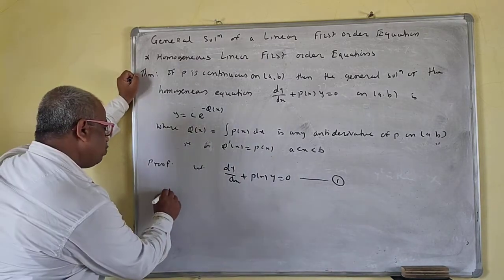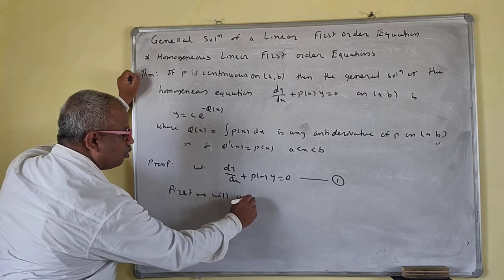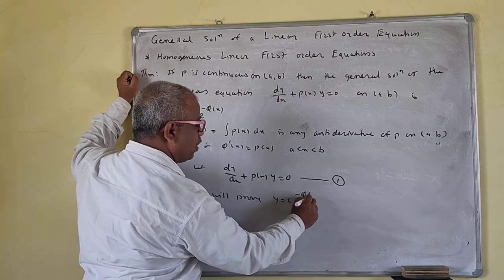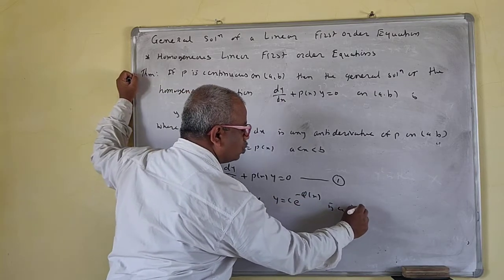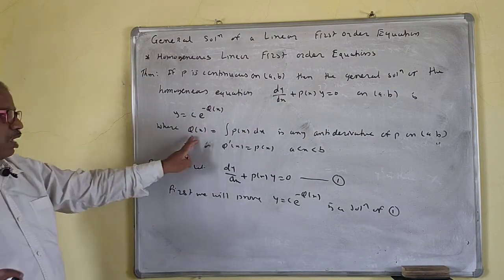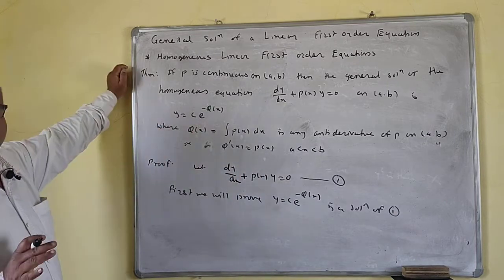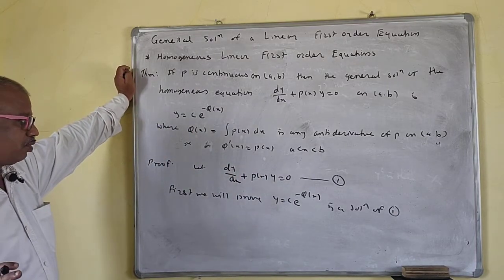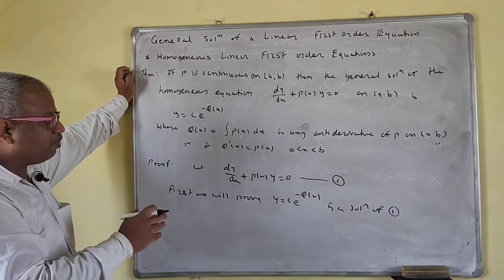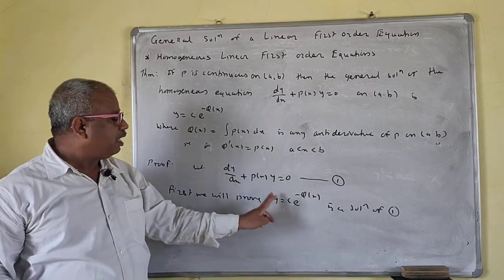First we will prove that y is equal to c e raised to minus phi of x is a solution of 1. Given that phi prime x is p of x, this is provided to you. We are not writing that phi of x is the integration of p of x. What we have to do is show that this satisfies equation 1.